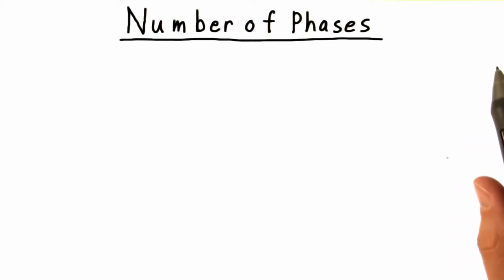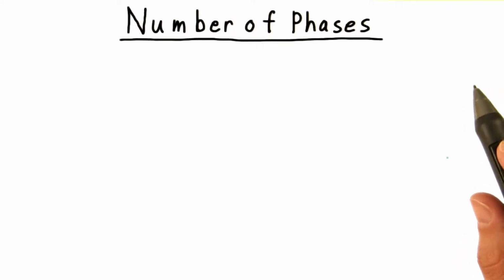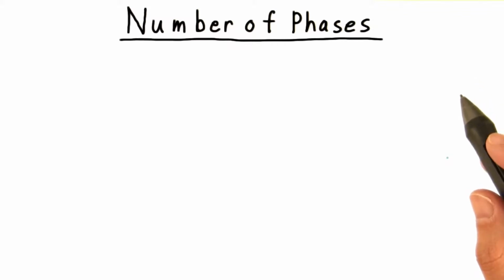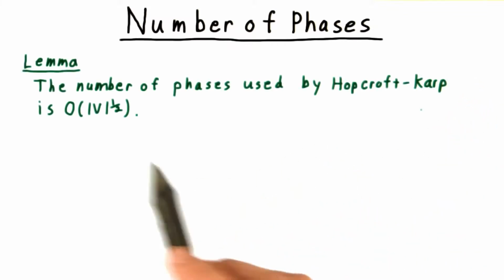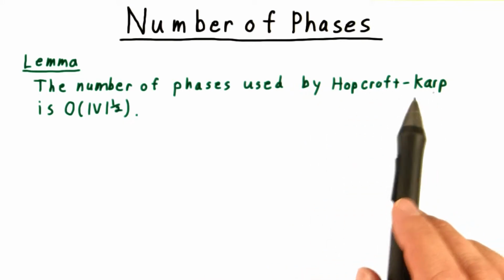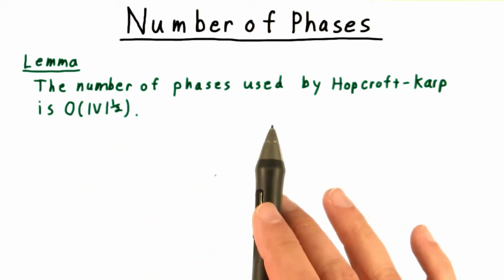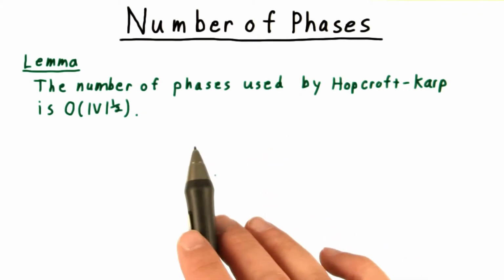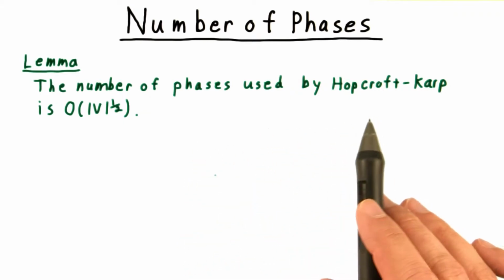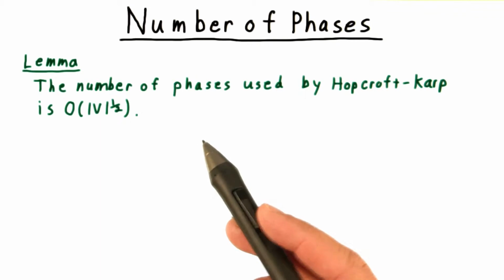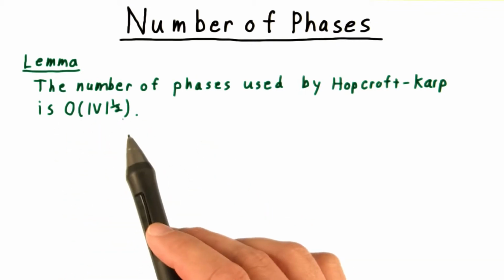Now that we know each phase must increase the length of the shortest augmenting path by at least 2, we are now ready to bound the number of phases. Specifically, the number of phases used by Hopcroft-Karp is order square root of v. Note that the trivial bound, saying that there can be only one phase per possible augmenting path length, isn't good enough. That would still leave us with an order v bound.